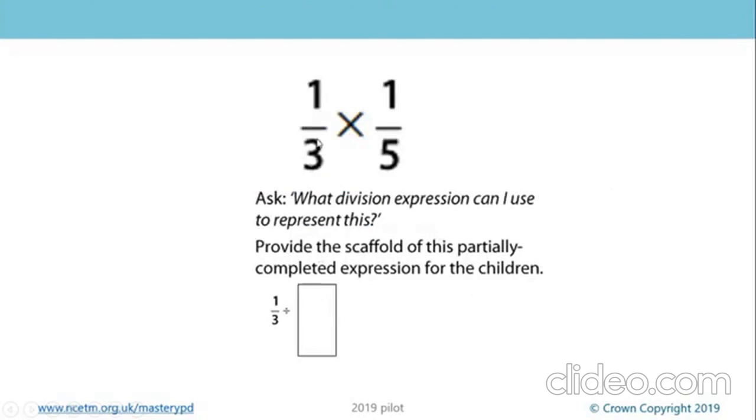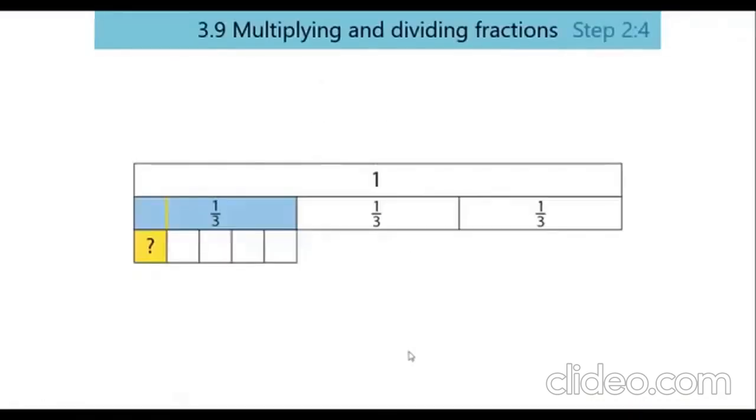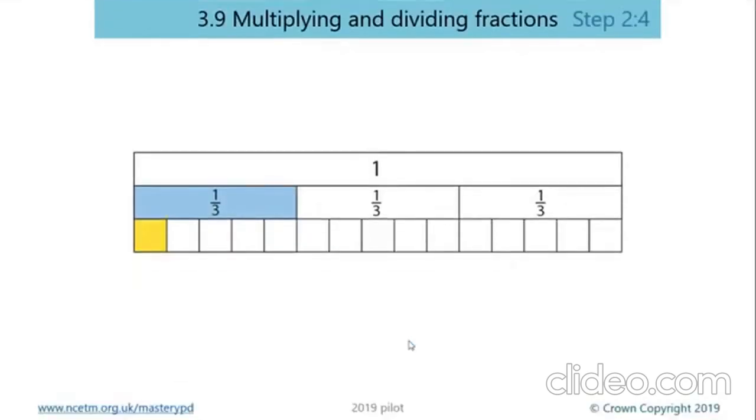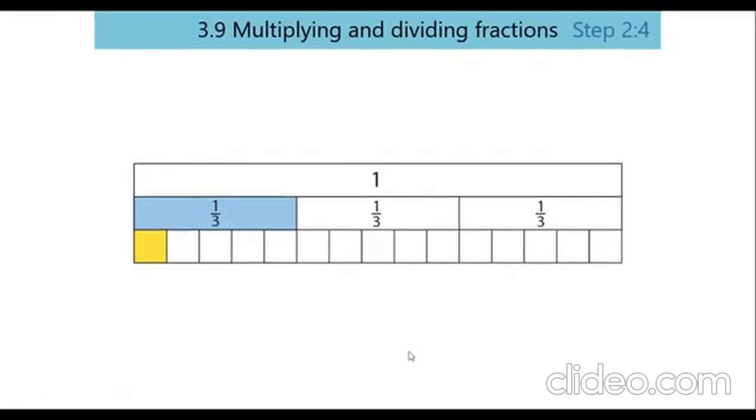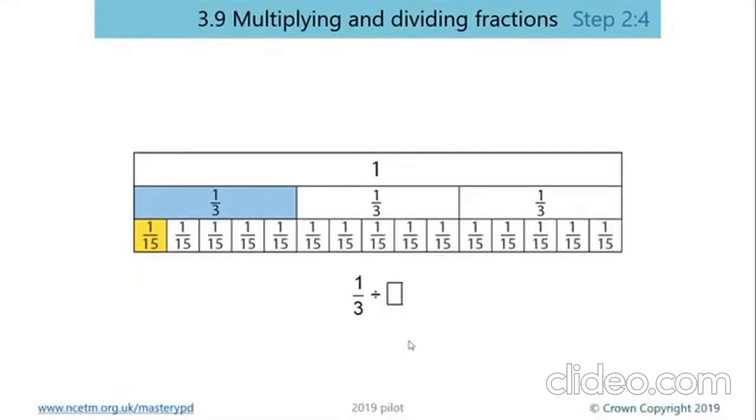1/3 multiplied by 1/5 is the same as 1/3 divided by which number? Let's have a look. So 1/3 divided by 5. Did you get it right?